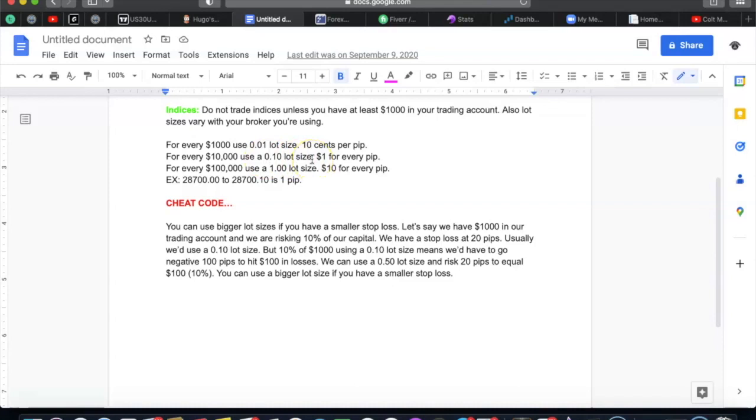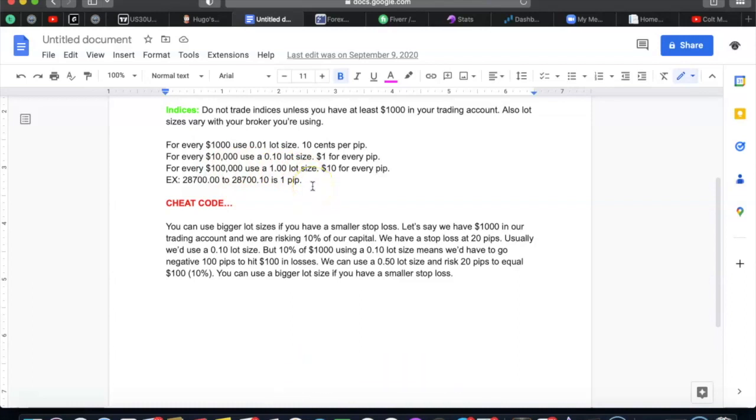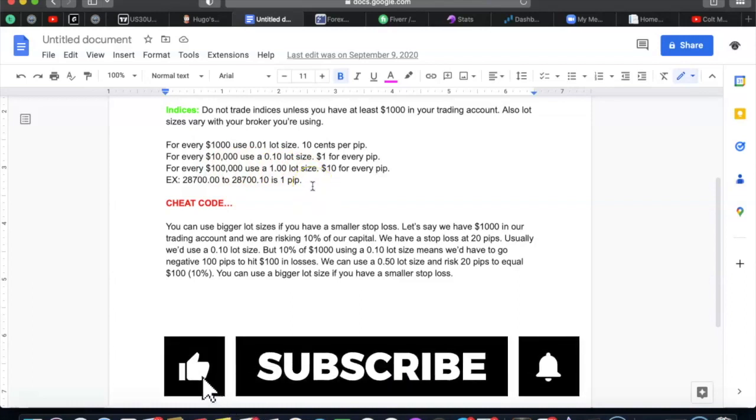So if I catch 1,000 pips on a 10 lot, or 0.10 lot, then I'm going to make $1,000. When you have like $10,000 in your trading account and you're trading US30, that's when it really gets fun. And if you have real money to invest, if you have $100,000, you're going to use a one lot. So if I catch 1,000 pips, I'm going to make $10,000 in one trade.